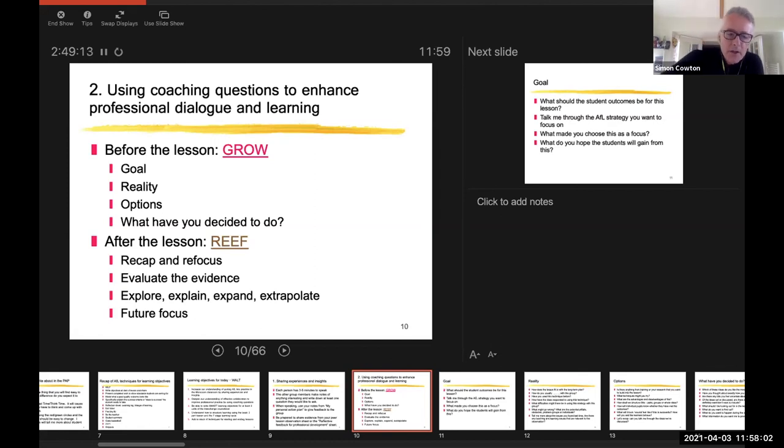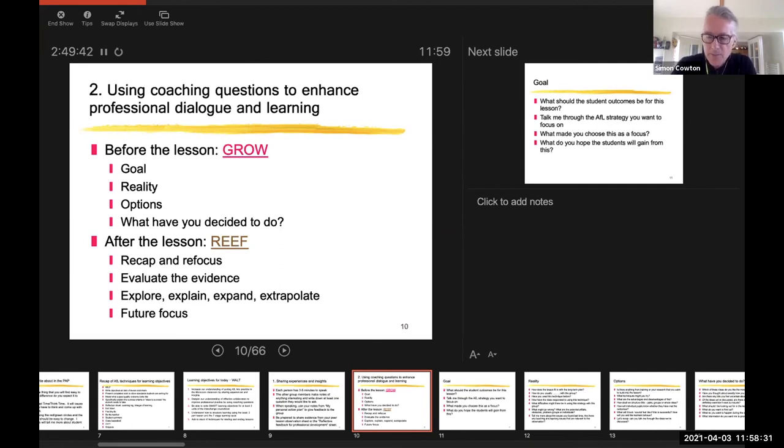In the post-lesson conversation, after the lesson, I have four phases for you to consider. I call it REEF. The R stands for recapping and refocusing. So what is it we were doing again? Okay, yes, I've got it here, right. And you just recap. This is what we set out to do.